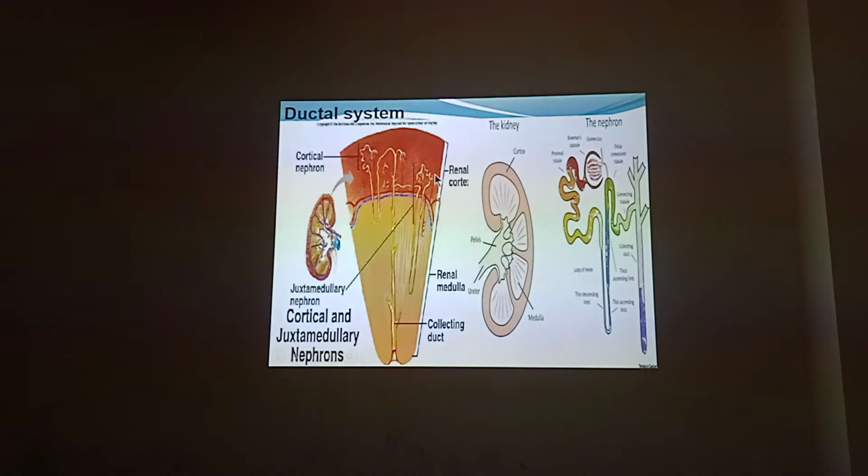Here, in the juxtamedullary nephron, its loop of Henle dips up to the inner zone of the renal pyramid, whereas the cortical nephron is restricted only up to the upper zone. In the juxtamedullary nephron, there is the vasa recta, the blood vessel which encircles the loop of Henle up to the lower zone. But in the cortical nephron, it is the peritubular capillary plexus.